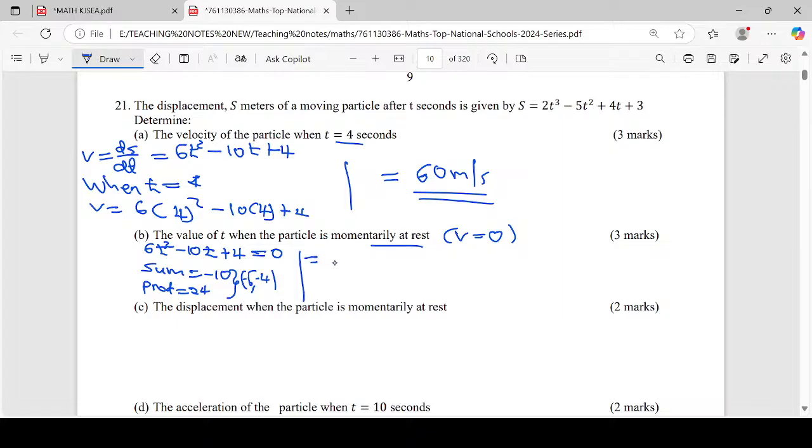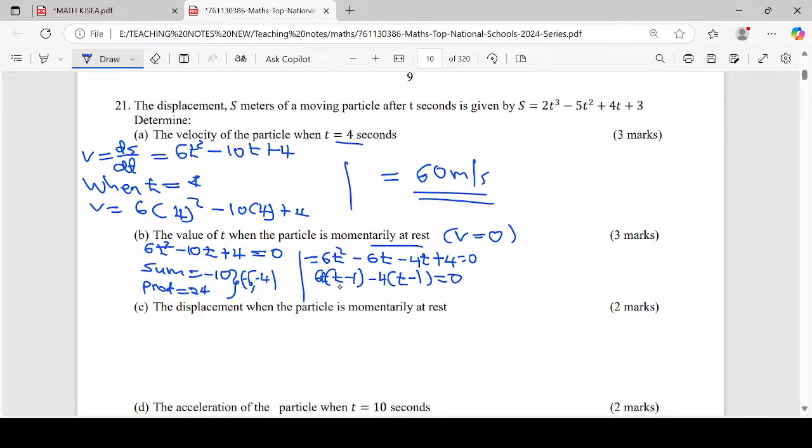So upon substituting, we're going to have 6t squared minus 6t minus 4t plus 4 giving you 0. So this is 6t into t minus 1, that will be minus 4 into t minus 1, giving me 0.